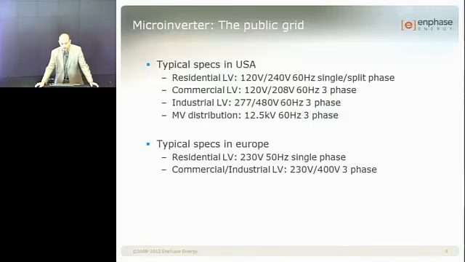So again, typical specs in the US on the grid: 120/240 single split phase for residential low voltage. Commercial low voltage would be 120/208. Industrial low voltage would be 277/480, 60 hertz, three phase. So 277 is line to neutral, line to line would be 480 volt. Medium voltage distribution, 12.5 kV, three phase, is fairly standard. In Europe now we have 230 volt 50 hertz single phase, or three phase will be 230/400. Of course the ratio between the two numbers is the square root of 3, because of the 120 degree phase shift.